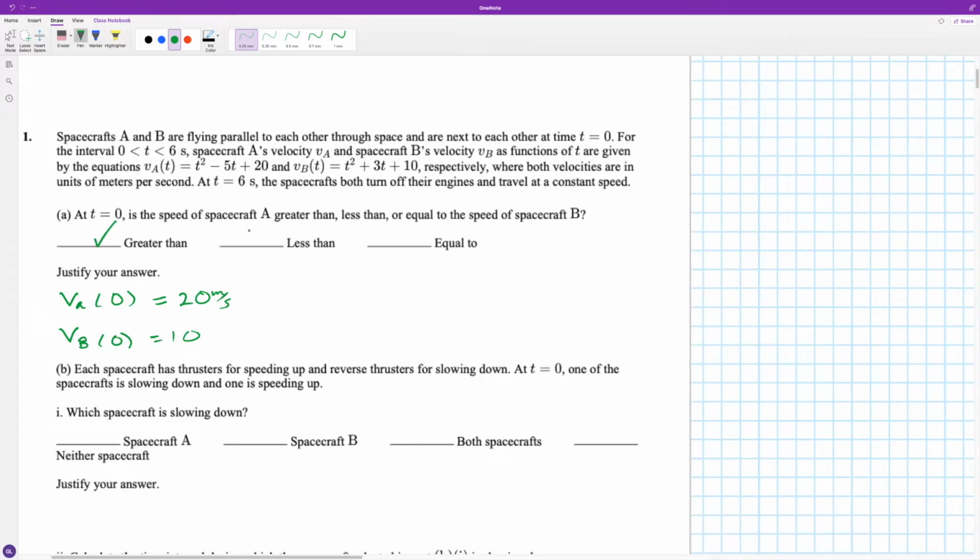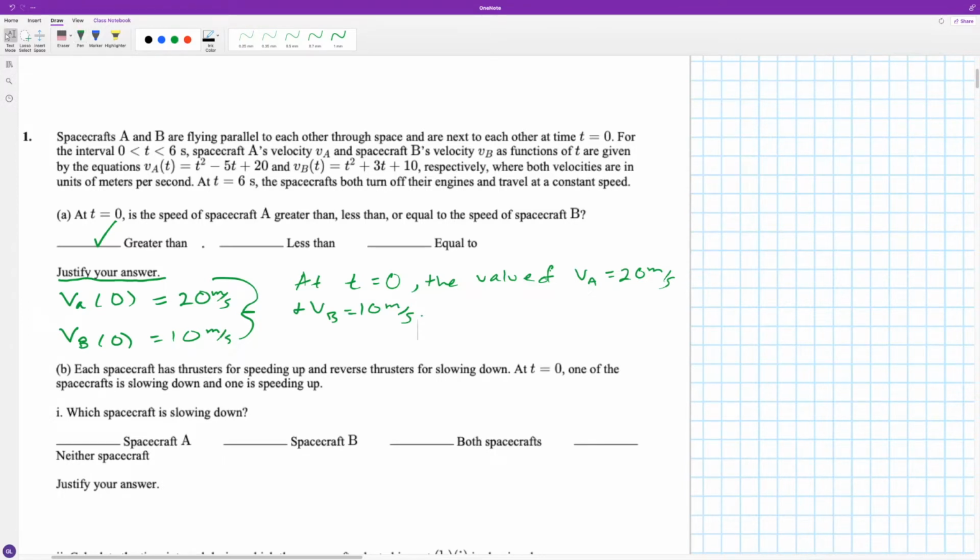And what would be our justification? We have to be very careful to answer this part, right? Not only are we being asked to evaluate or compare, but we also need to justify. So we could say essentially this, but in word form. At t equals 0, the value of VA equals 20 meters per second, and VB is 10 meters per second. I think we can go ahead and say that.